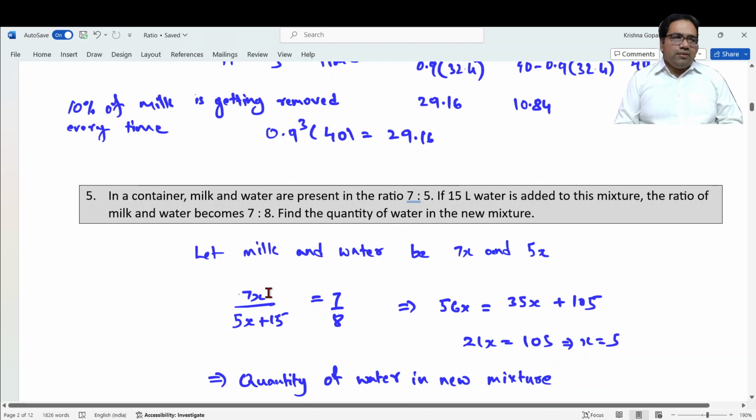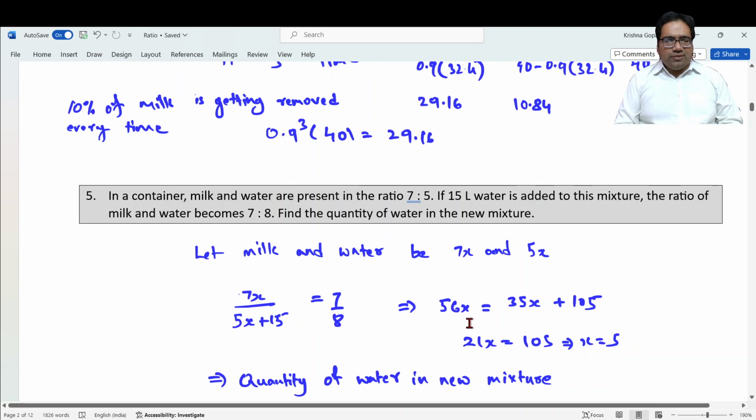Now what is given? When 15 liters of water is added, what will be the water amount? 5x plus 15. Right? Total water number of liters would be 5x plus 15. Milk will remain the same. Milk will always be 7x. Now what is it saying? When you add this, the ratio of milk and water will become 7 by 8. What does that mean? 7x by 5x plus 15 will become 7 by 8.